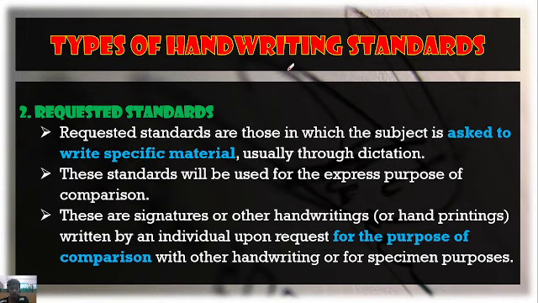Now, we have here the second type of standards. So, we have here the requested standards. So, ito naman, sinabing requested standards kasi ito, sinabihan natin yung subject, okay, to write a specific material. Okay, and usually, through dictation. So, ang ginagawa, sasabihan mo siya, okay, can you write this? You write these words, and then i-dictate mo yung words na isusulat niya. Okay, and then the product of that, we are calling it requested standards. Okay, so that is still for the purpose of comparison again.